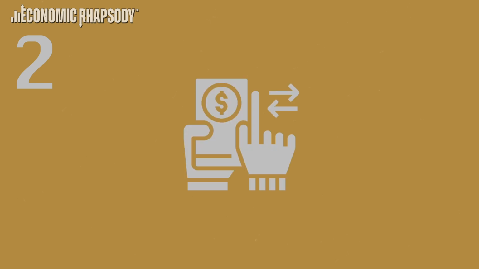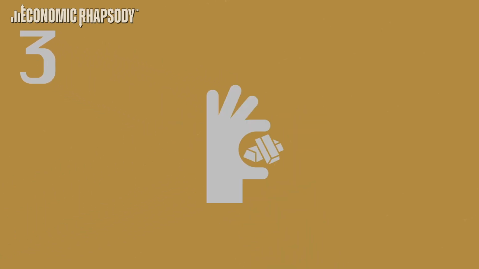Number 2, it promoted international trade by maintaining stable exchange rates between countries, which made it easier for businesses to conduct cross-border transactions. Number 3, the gold standard created confidence in the monetary system because the value of money was backed by a tangible asset.